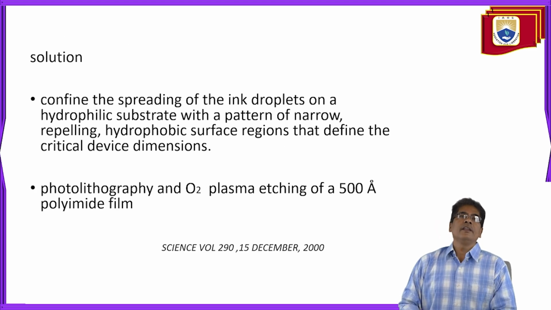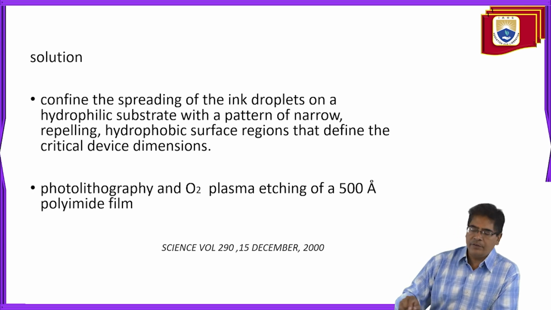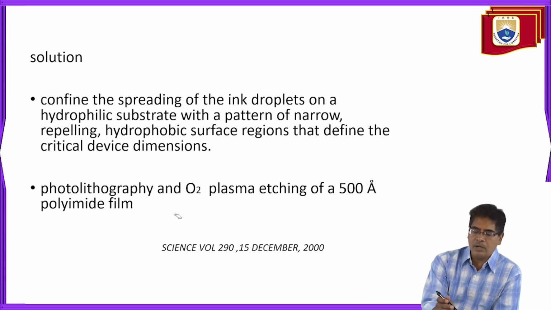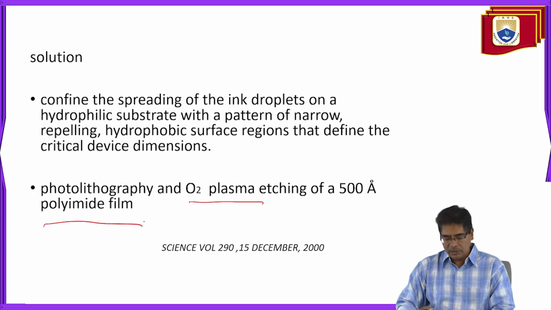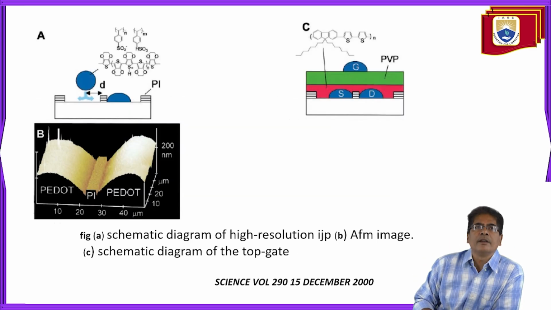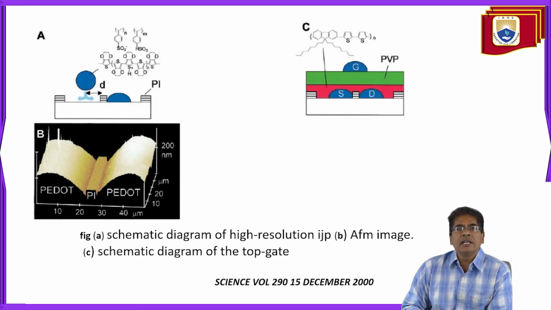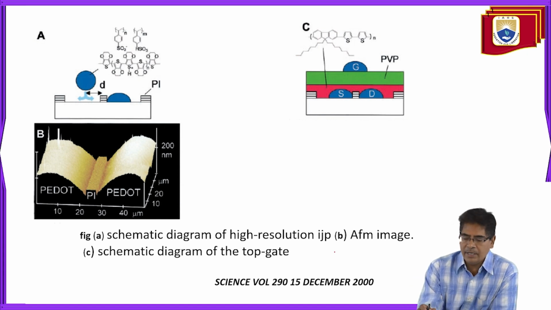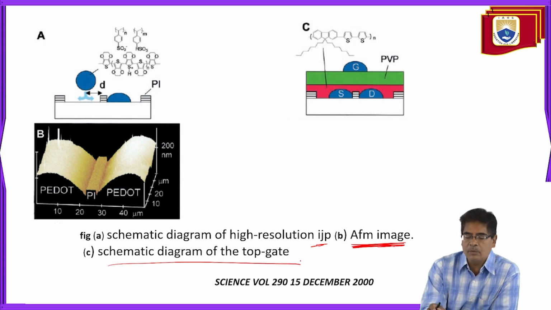The solution is confining the spreading of the ink droplets on a hydrophilic substrate with a pattern of narrow repelling hydrophobic surface regions that define the critical device dimensions. This uses photolithography and O2 plasma etching of 500 angstrom polyimide films. So this is the schematic diagram of high resolution inkjet printing, and we can see the AFM image over there, and the schematic diagram of the top gate.